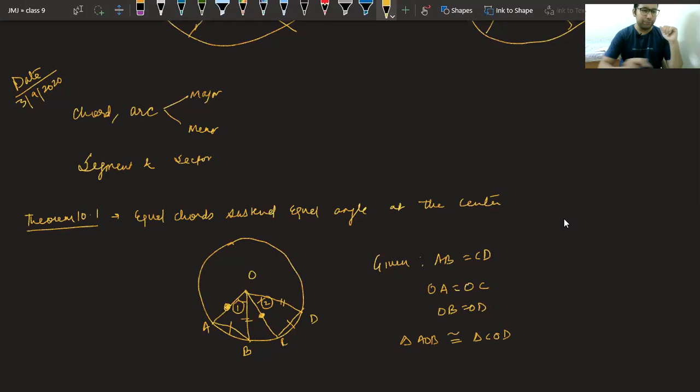How are they equal? By the rule of corresponding parts of congruent triangles. This we have seen yesterday. So by SSS, the triangles are congruent, and by CPCT we can say angle 1 is equal to angle 2. This we have done already yesterday.